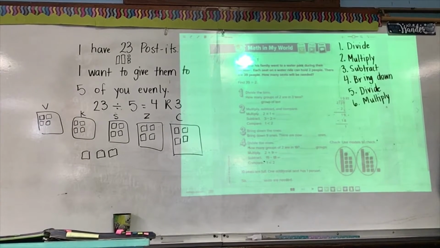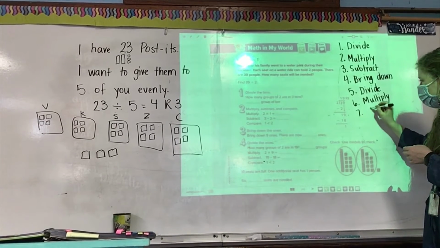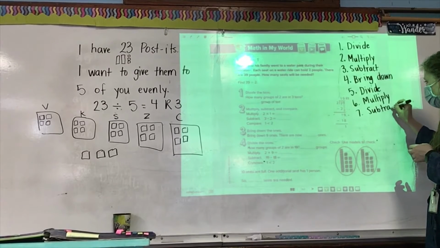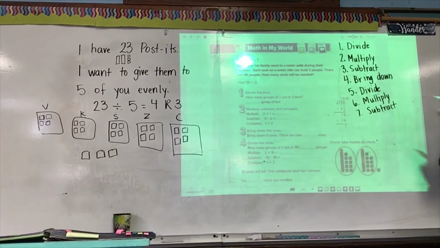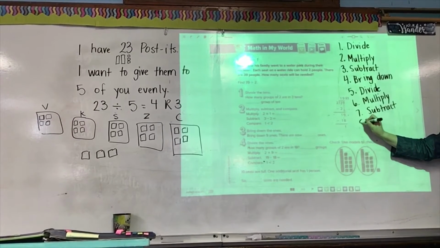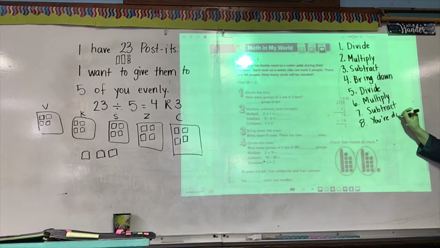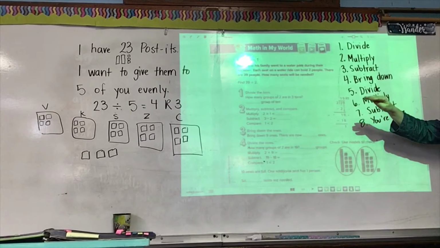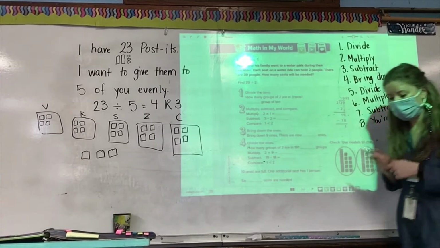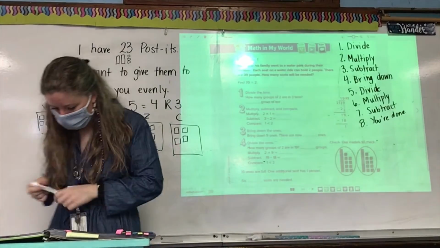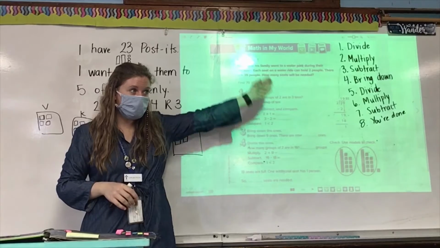Who thinks they know what step 7 is? Kingston. Correct. Step 7, subtract. Now this is where it changes a little sometimes. Today's lesson, step 8 is you're done. Other lessons, it will be bring down, and then we'll do it again. But we'll see those later. Today's lesson, these are the 8 steps.